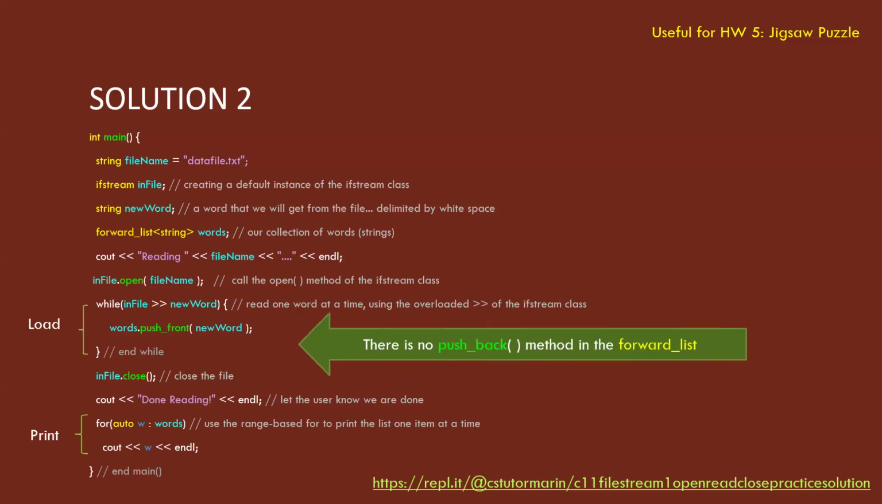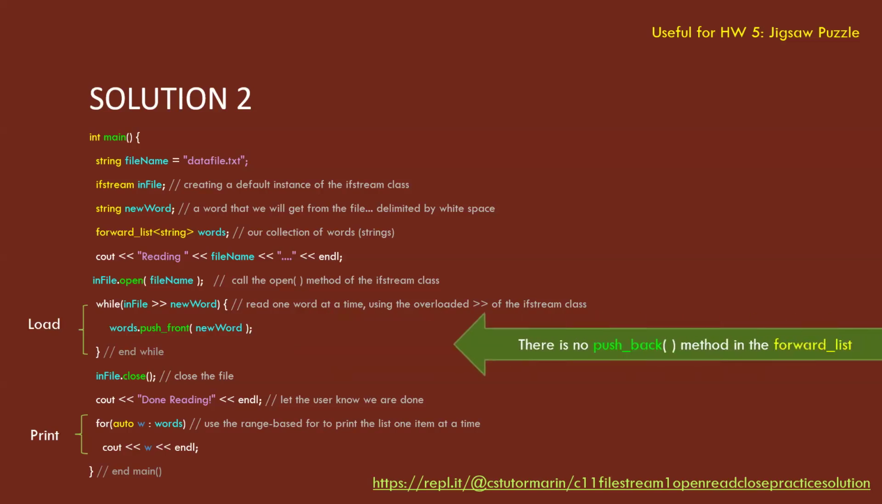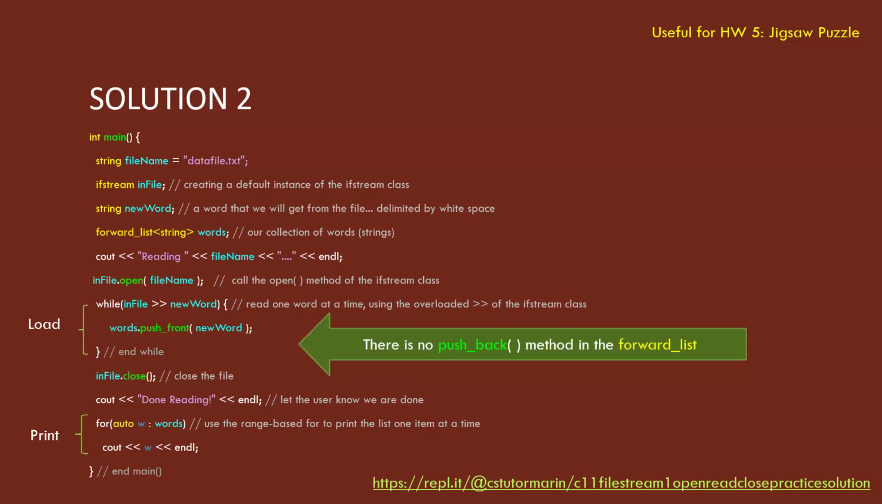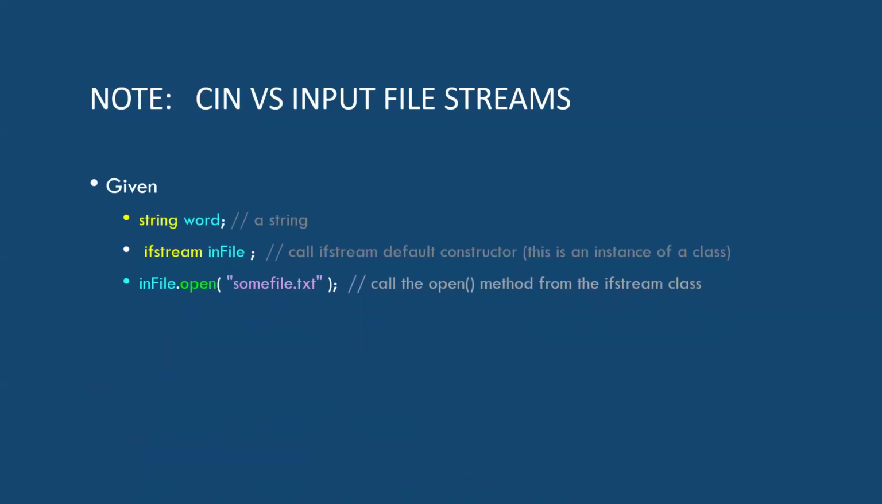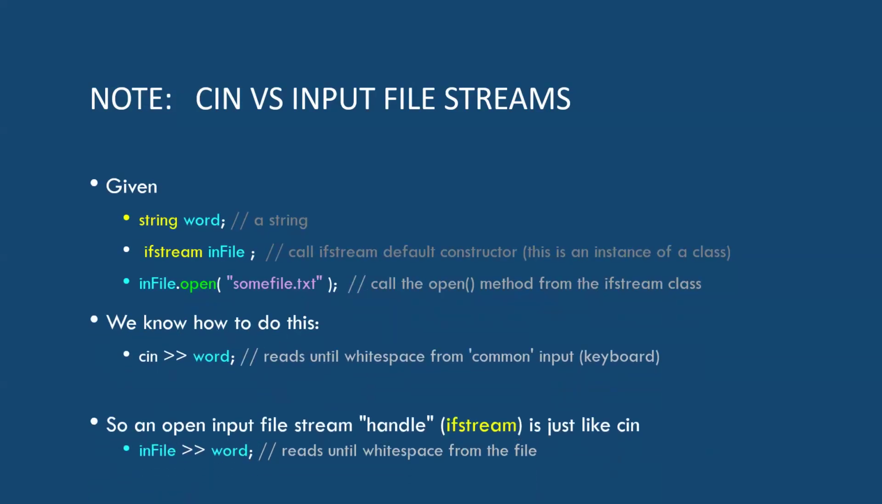Notice we're pushing front because we have a forward list. If you remember your linked list where you had to push at the head, push at the head, push at the head, that's what's happening in this container. Forward list is just a singly linked list, so we can't efficiently push at the tail. We could go search for the tail and then add it, but that's not what the forward list is meant for in C++. Okay.